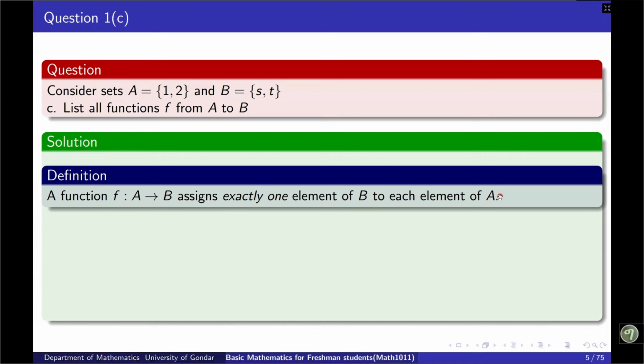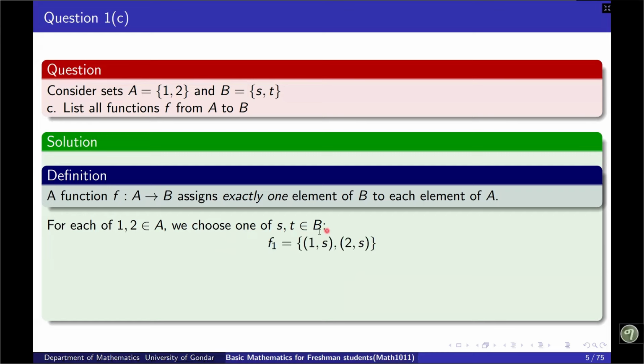For each element of set A, there must not be an element which is left without a mapping in the first set, that is set A. So based on this criteria or simple definition, for each of 1 and 2, which are elements of A, we must choose one of these two, either S or T, which is an element of B.